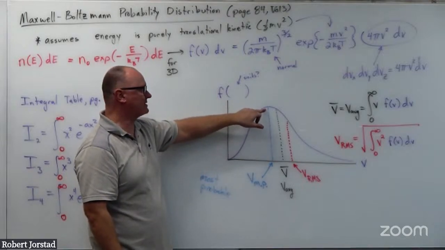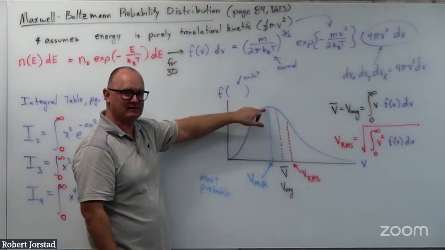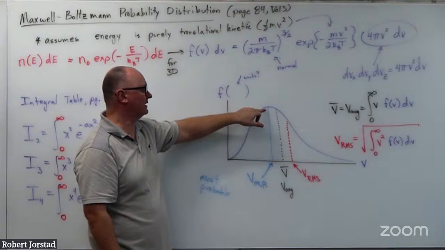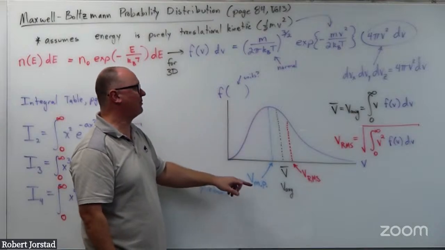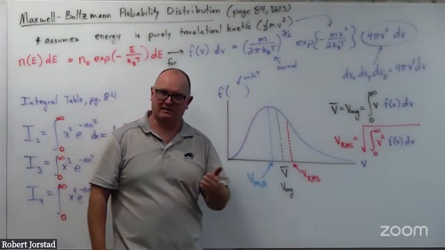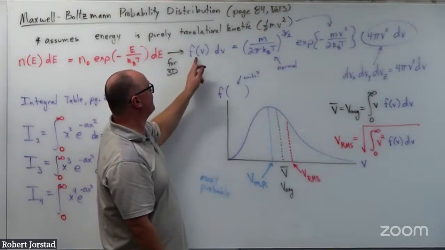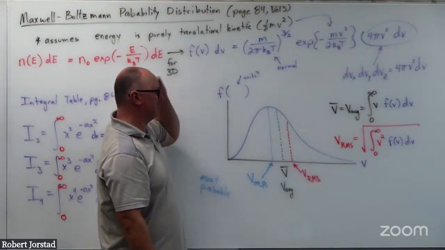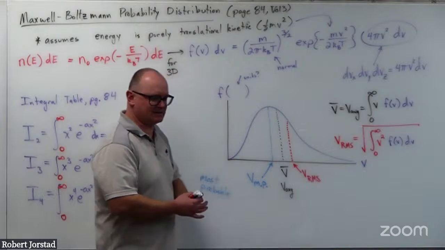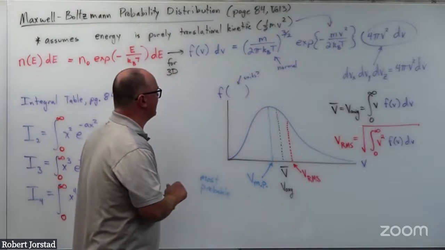How do I maximize any function? Take a derivative, set it to 0, solve for v. So you can find v most probable using that procedure. Take the derivative of f of v. Now notice when you're taking the derivative, this is a subtle thing. I'm trying to be a stickler here.